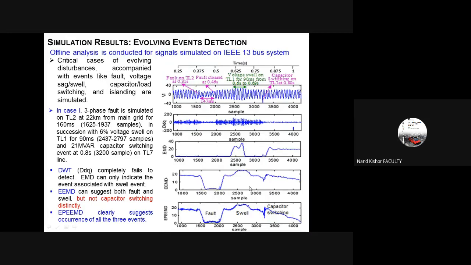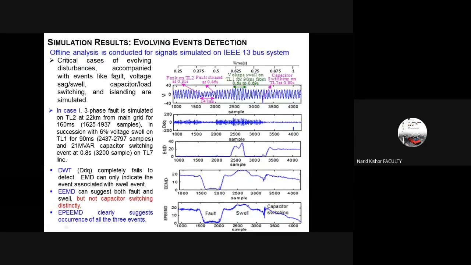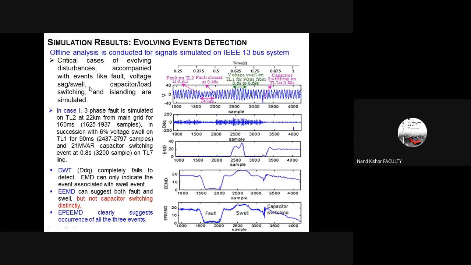Then I move to the evolving disturbance, which is in fact the more significant study that we carried out. We had some initial study on the IEEE 13 bus network, as an offline analysis here. You can see some of the critical cases we have considered for evolving disturbance. We have a fault, a sag or swell, a capacitor or load switching, and islanding, all these types of events occurring in succession.